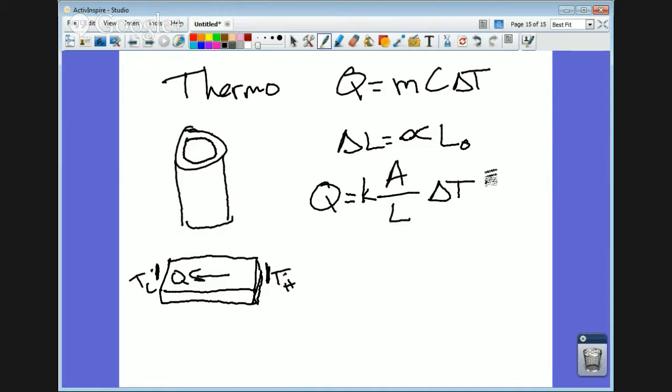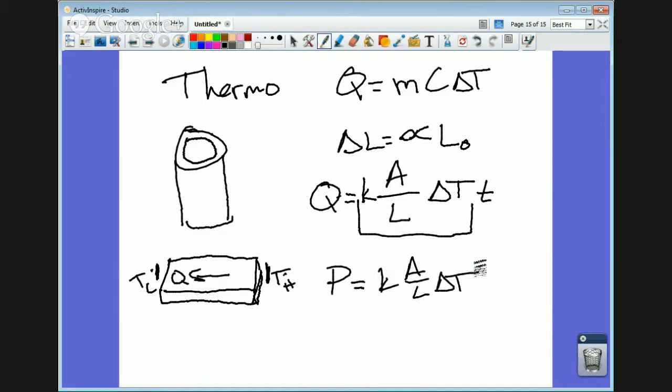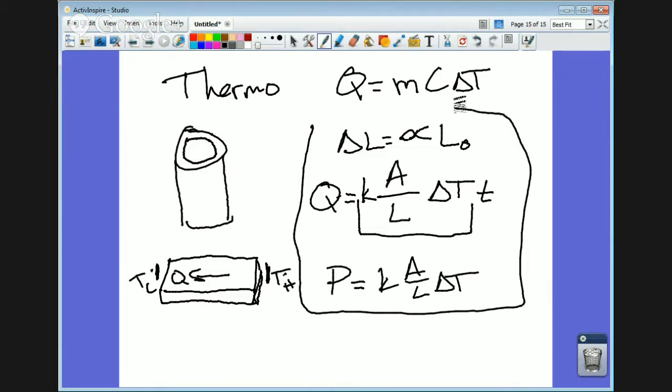And you've got the time. So in a certain amount of time, with these conditions here, you're going to get that much heat. Or you can divide it and say the power, the rate at which heat is transferred, is kA over L delta T. So I lump this all in as one thing that's easy to remember. Right? So you've got one, you've got two.